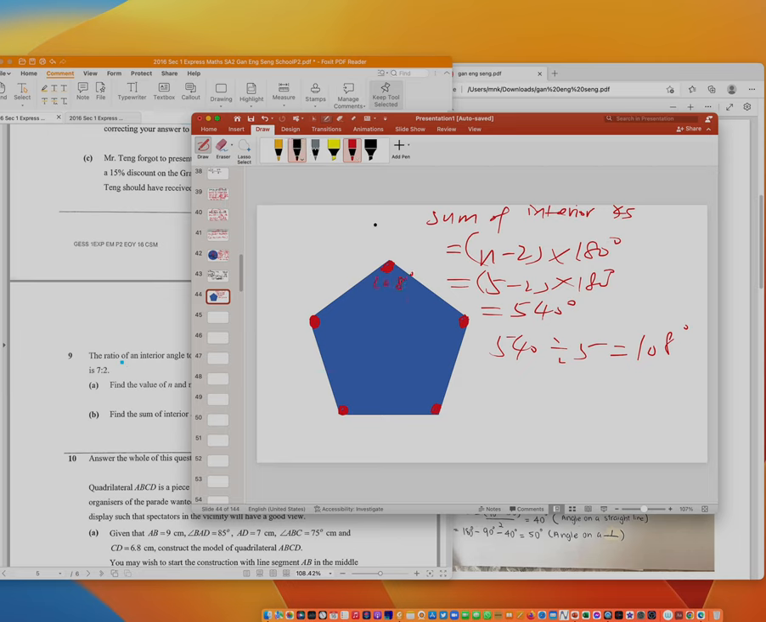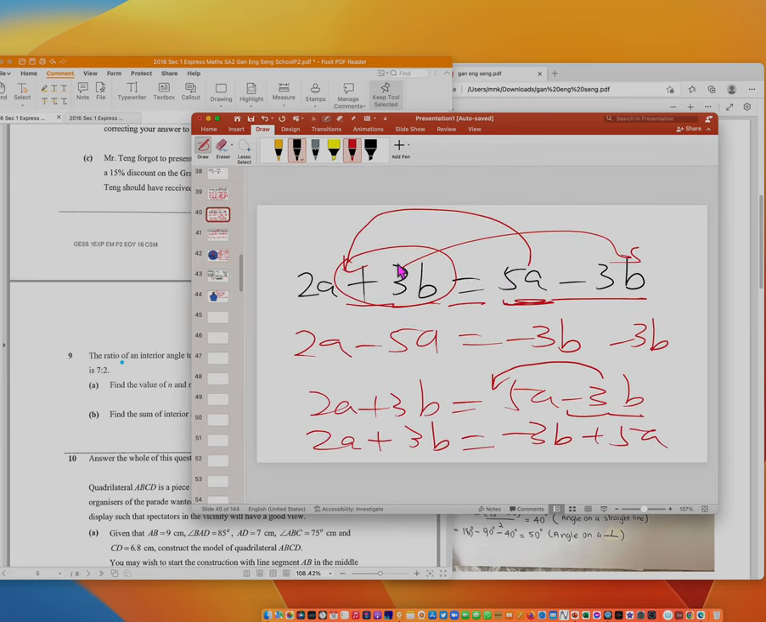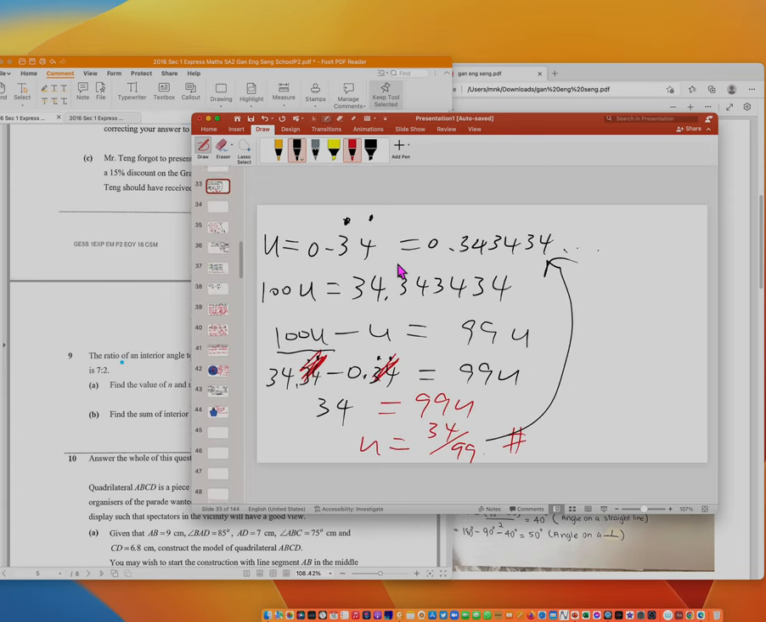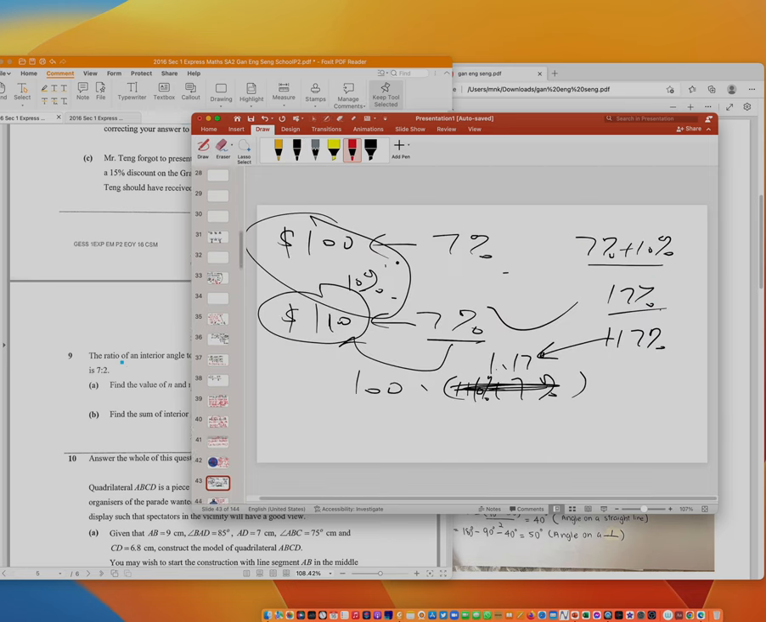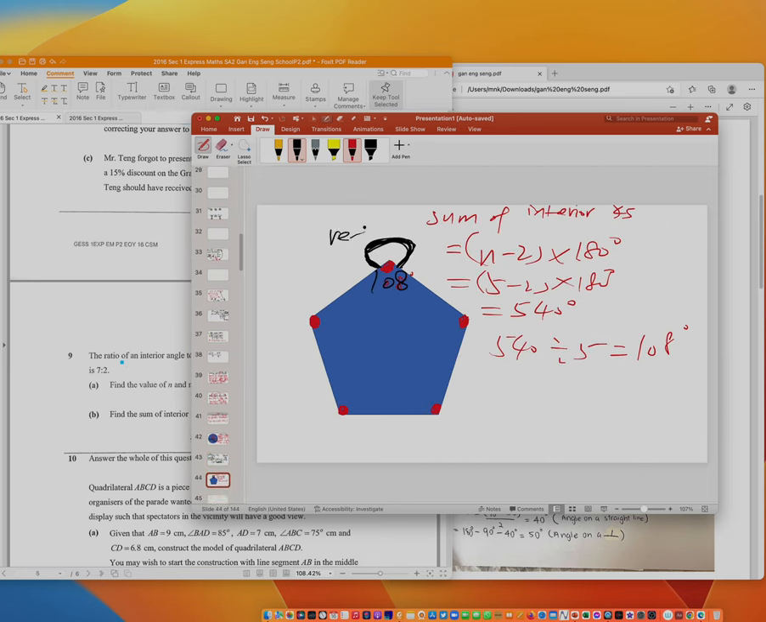Now, what angle is this? We just talked about this angle. If this is 108, what is this angle called? How do you find this angle? 360. So what is this angle called? We just talked about it. Start with R. Reflex. Yes, reflex. You need to know reflex.